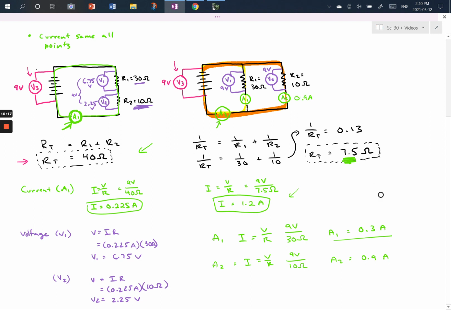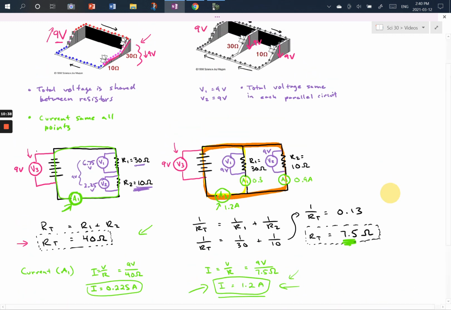This one was 0.3 amps. And guess what happens when we add those two together? Okay, we get 1.2 amps, which was the total that we calculated for A3 up here. So this one was 1.2 amps. So in parallel circuits, current is additive.